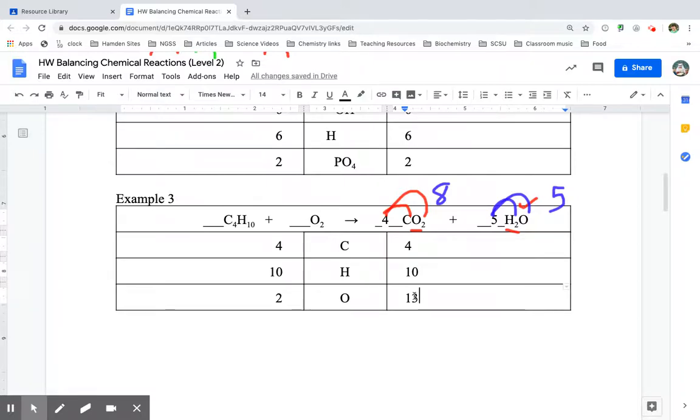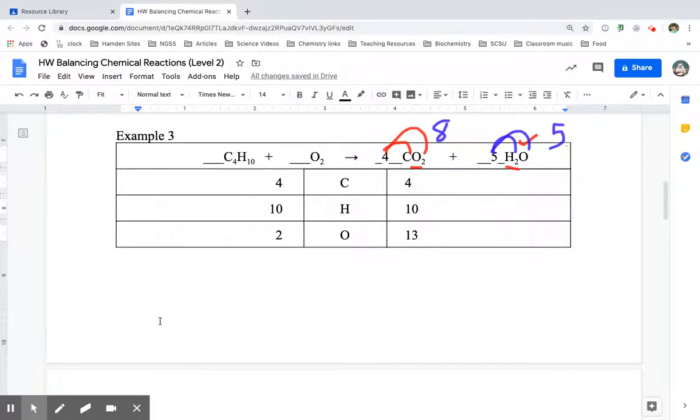Okay, so this is where things get a little bit wacky, right? This is the third trick. Carbons, 4 and 4. H's, 10 and 10. Oxygens, 13 and 2. How do I get 13 over here? Well, this means that we can use some exciting fraction math.